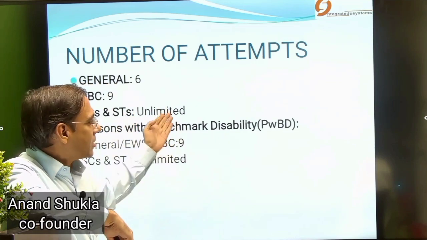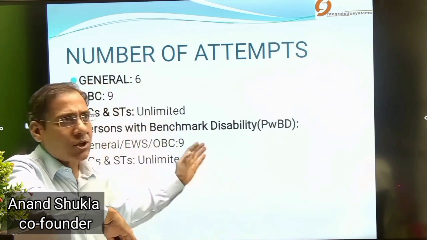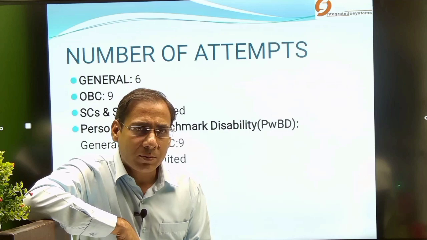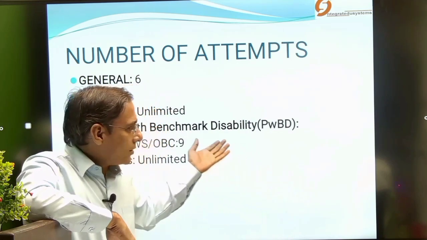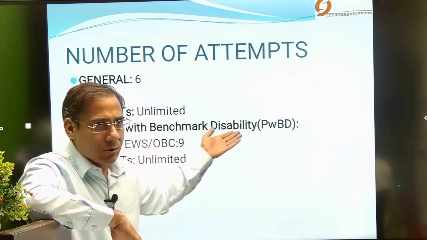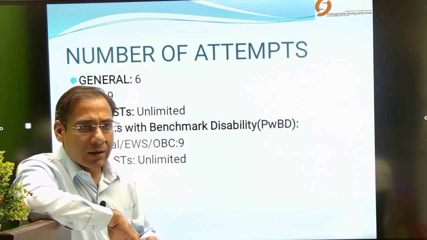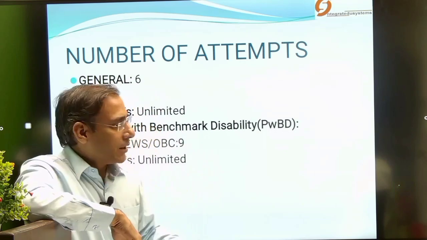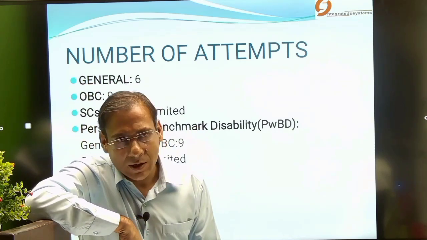Here the government also set a benchmark for the physically challenged people and Divyang, the new connotation and term given by our Prime Minister. So for these people, those who belong to the general category and are physically challenged, and the OBC as well as EWS, the economically weaker section, the attempts are 9. But for the SC and ST communities who are physically challenged, there are unlimited attempts.